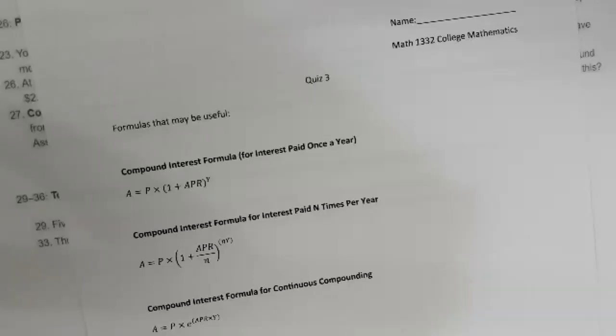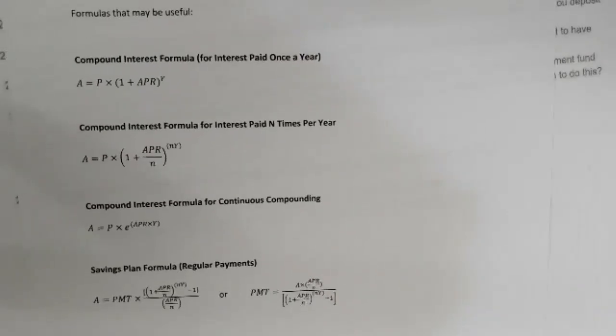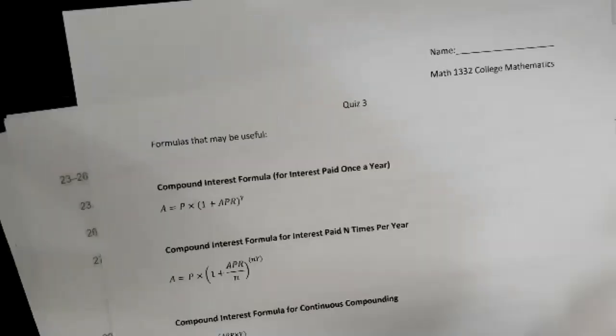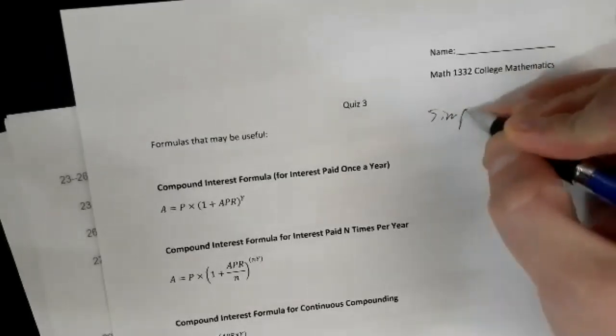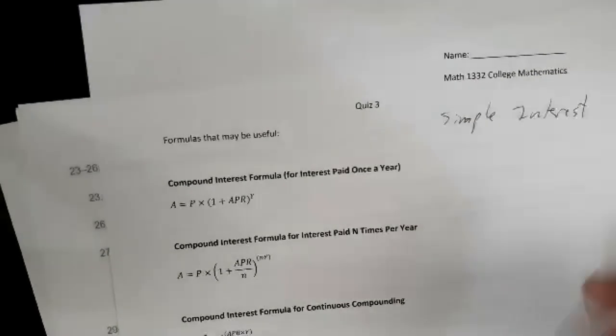And let me swap my camera. This is what I will probably have. It'll probably be just copy paste this thing. So starting with the compound interest formula. So I think simple interest I even left off of here. I haven't put this up yet, so don't freak out. I know this is an old quiz.